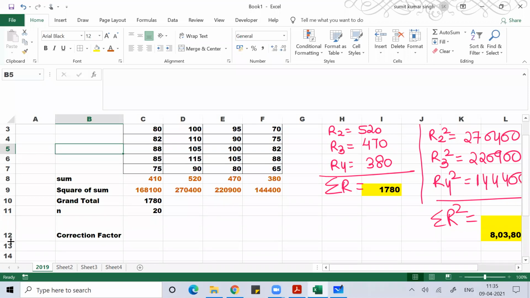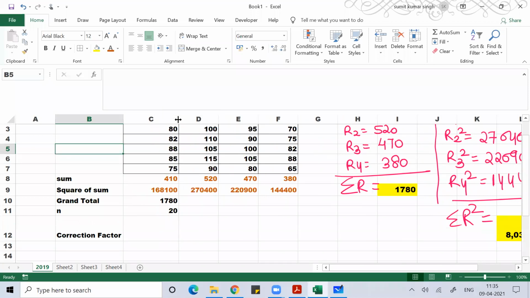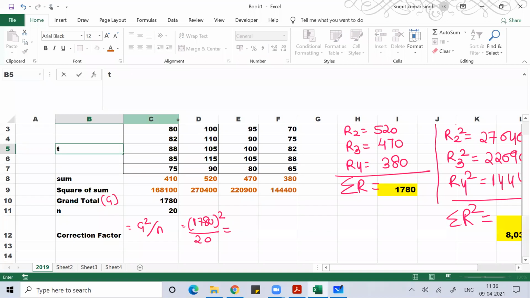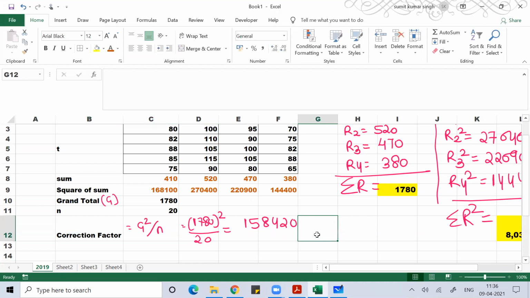The formula for the correction factor is G, whatever the grand total you get, G square by N. That means 1780 square divided by 20. If you do that, you'll get 158420. That is your correction factor.